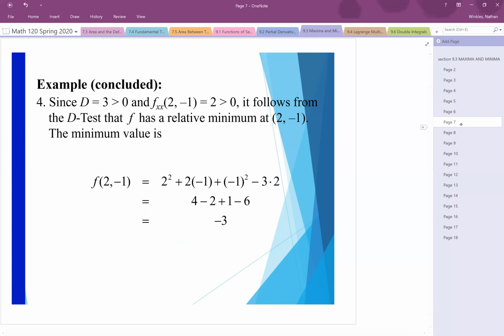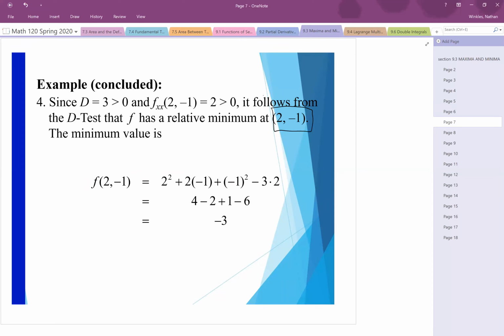To find the value of the relative minimum, we take the point that we found and plug it back into the original function, x squared plus xy plus y squared minus 3x. We end up with 2 squared plus 2 times -1 plus -1 all squared minus 3 times 2. So we get 4 minus 2 plus 1 minus 6, and we end up with -3 as our relative minimum value for this function.